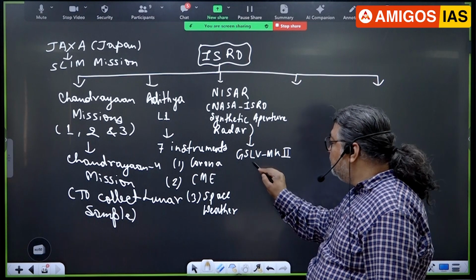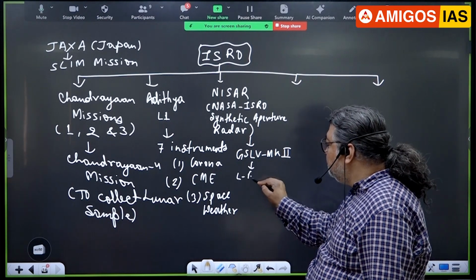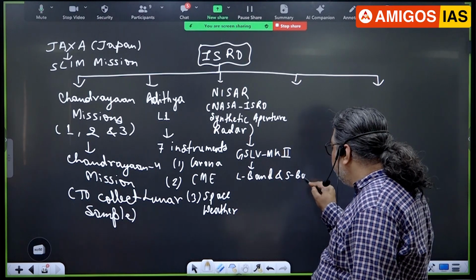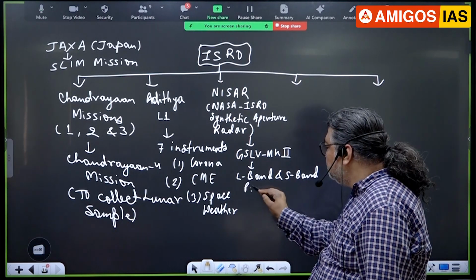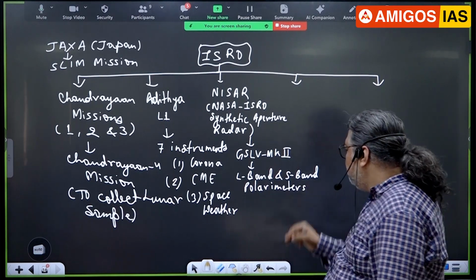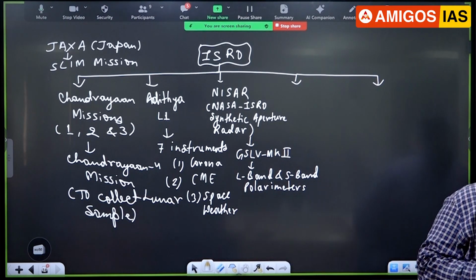And what is another thing here? It has got L band. You remember that? L band and S band. These two polarimeters are there. L band has been given by which agency? NASA. And S band by ISRO.